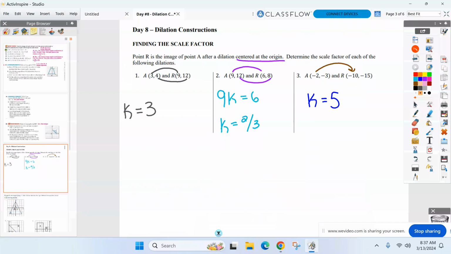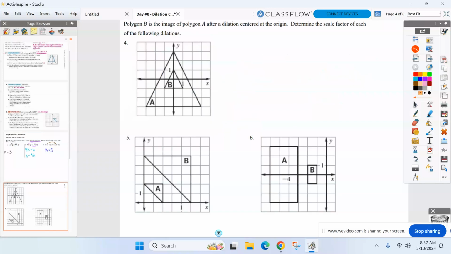Now, I gave you the points here. Now, let's find the scale factor just using the graph. Please take your time and read the directions, because we have to figure out which one's the image here. That's going to matter for what my scale factor is. Polygon B is the image, so polygon A is the pre-image.